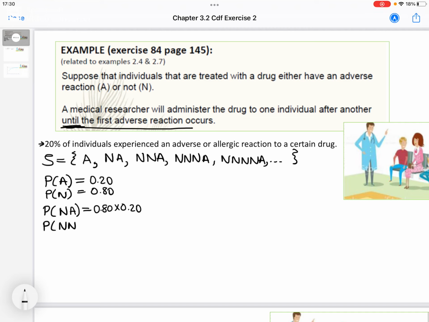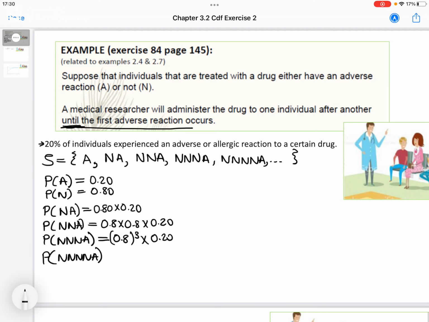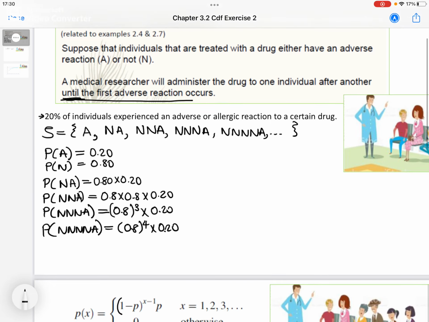All right? Now the probability that 2 patients did not have an allergic reaction, but only the third one got an allergic reaction, is equal to 0.8 times 0.8 times 0.2. All right? The probability then that 3 did not get an allergic reaction, but only the 4th one got an allergic reaction, that probability is 0.8 to the power 3 times 0.2, right? And the probability that 4 did not get an allergic reaction, but only the 5th one got, that is equal to 0.8 to the power 4 times 0.2, and so on. Do you see the pattern? There's a pattern here, right?